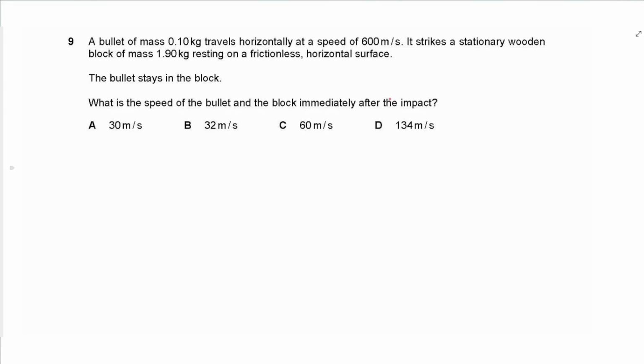So this is a two object collision, so we can use the conservation of momentum. m1u1 plus m2u2 is equal to m1v1 plus m2v2. And then we can use the same v for the objects moving together. So m1 plus m2 all together moving with an unknown velocity v. And the initial momentum of the stationary block was 0.